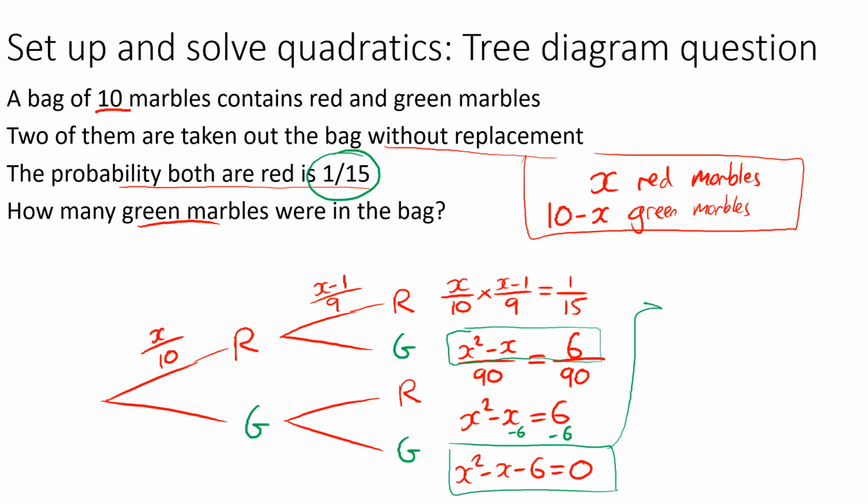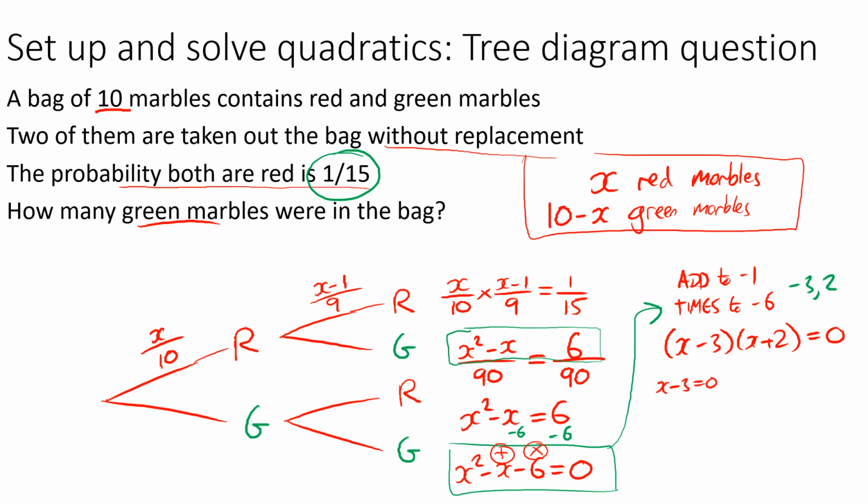We're happy because we have a quadratic, one side is equal to 0, so all we need to do is factorize it. And again, it's a simple one, so we need numbers that add to minus 1 and times to minus 6. And the numbers that do that are minus 3 and 2. So we can put them into brackets, x minus 3, x plus 2. And then we can set each bracket equal to 0. So x minus 3 equals 0 or x plus 2 equals 0. Gives us our solutions are 3 or minus 2.